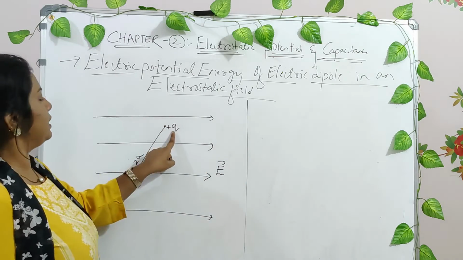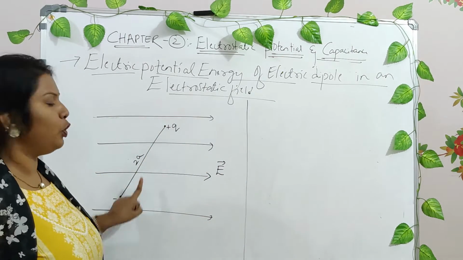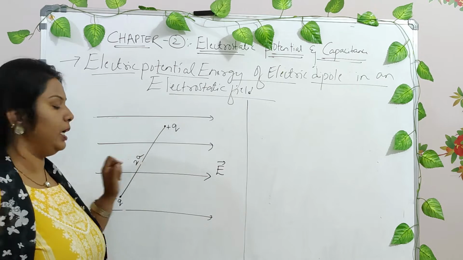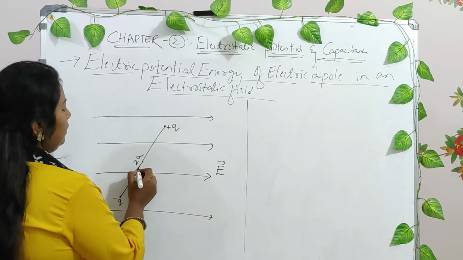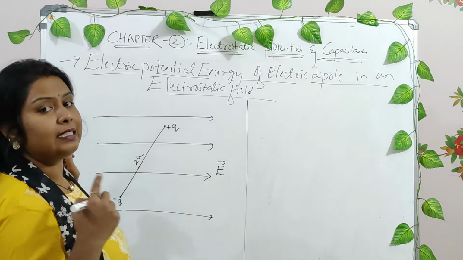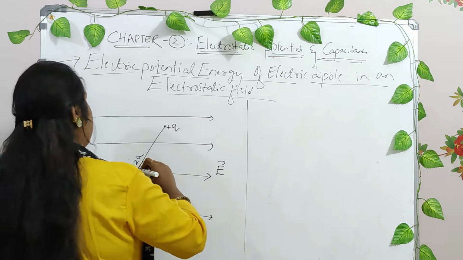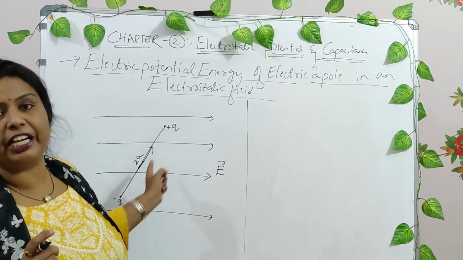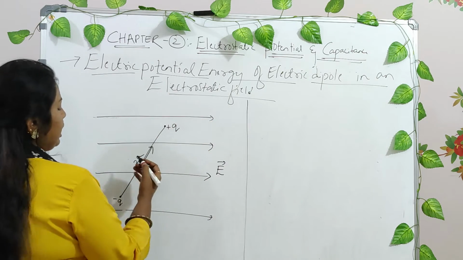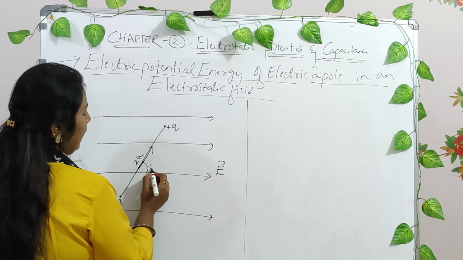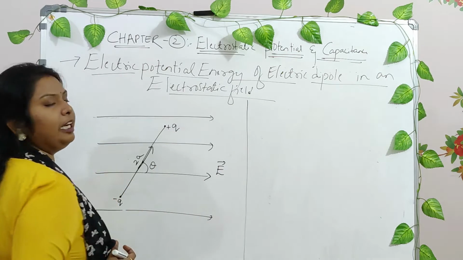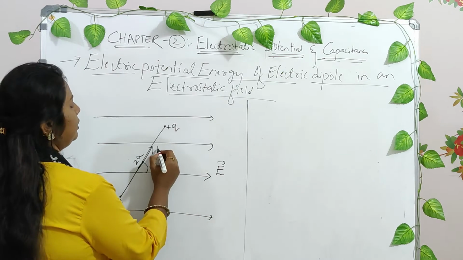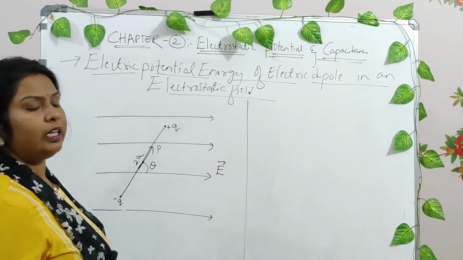right? Now plus q and minus q form a dipole with a small distance 2a, right? And whenever I say dipole, there exists a dipole moment. What do you mean by dipole moment? The dipole moment gives the strength of the electric dipole, right? Now this dipole moment is making an angle theta with the electric field, and it can be represented as P, right?